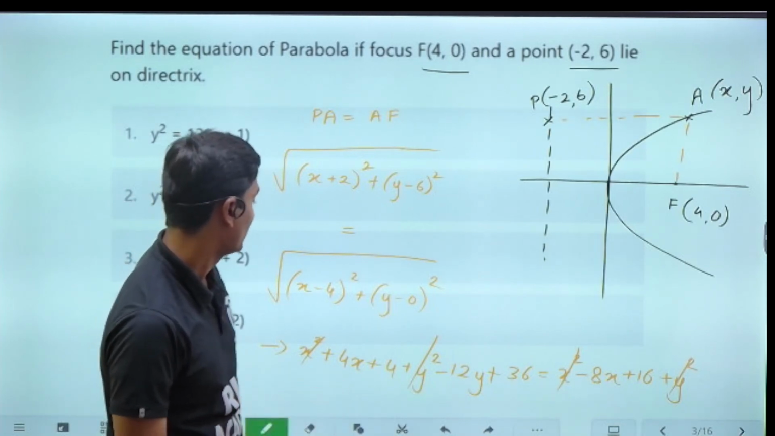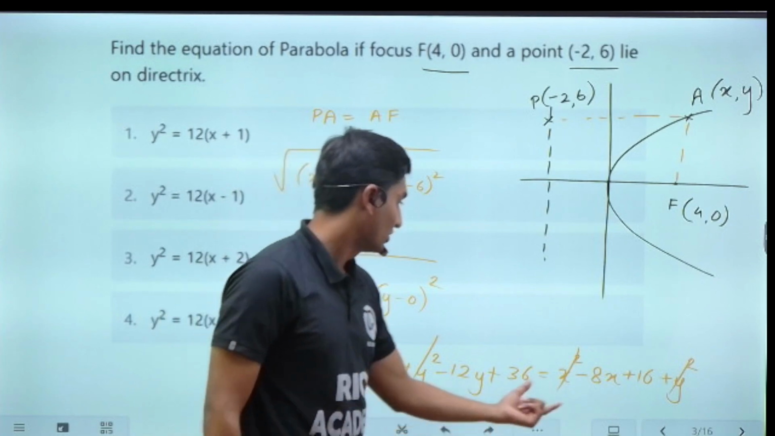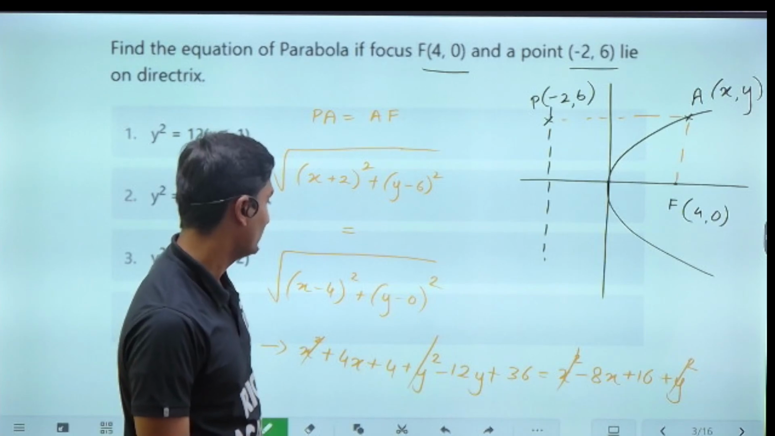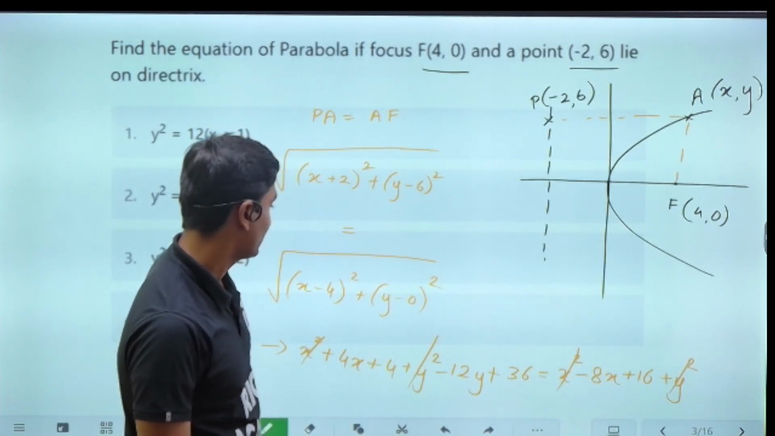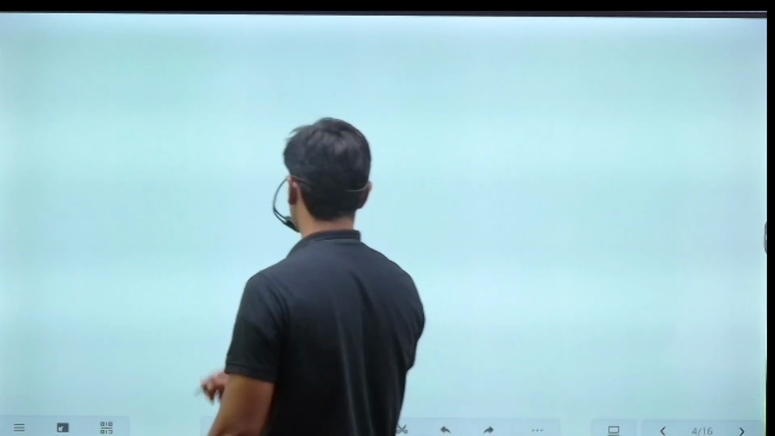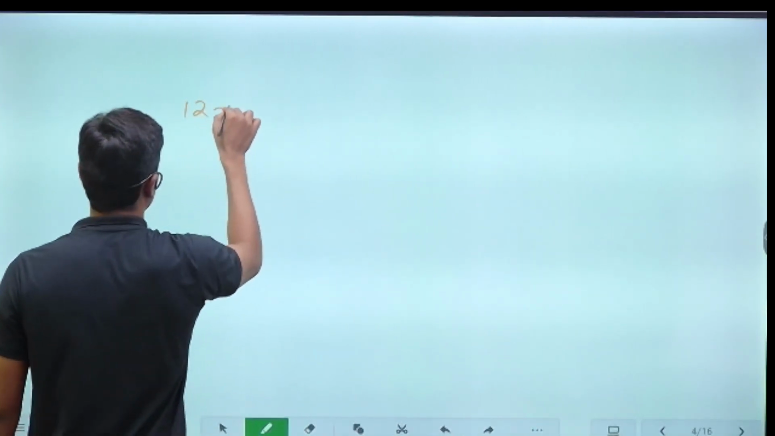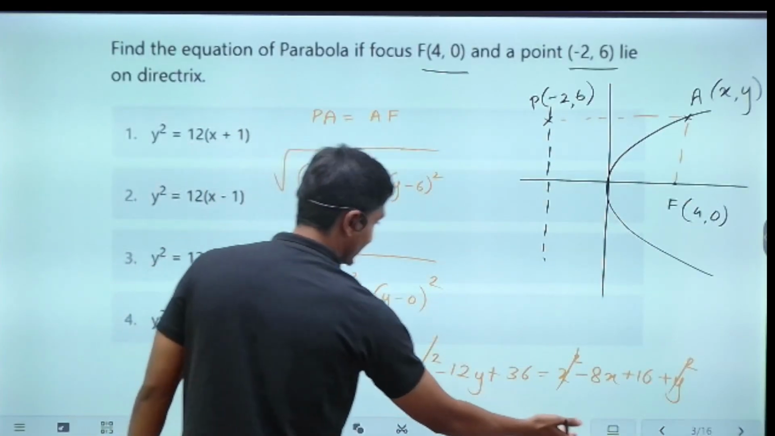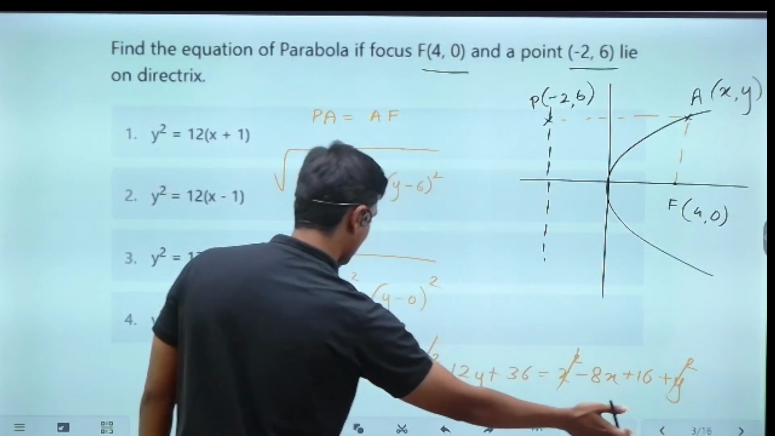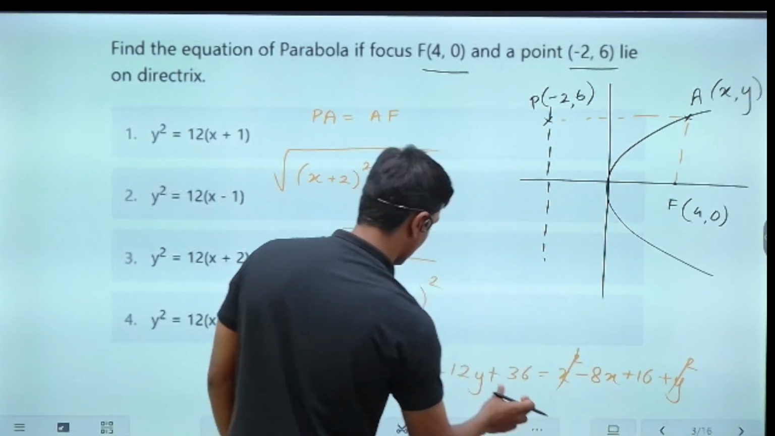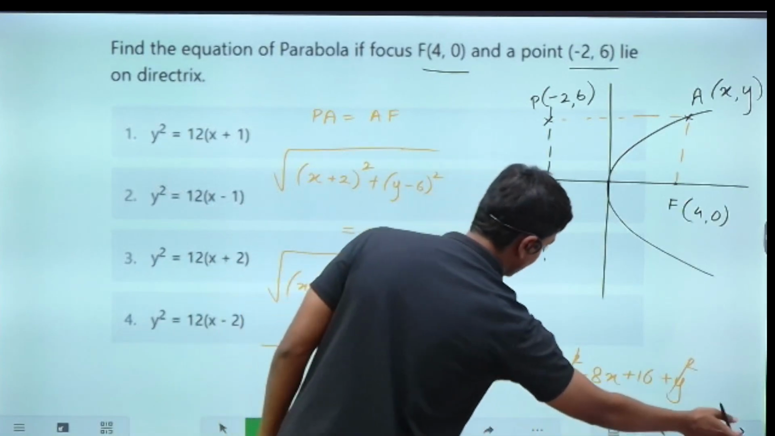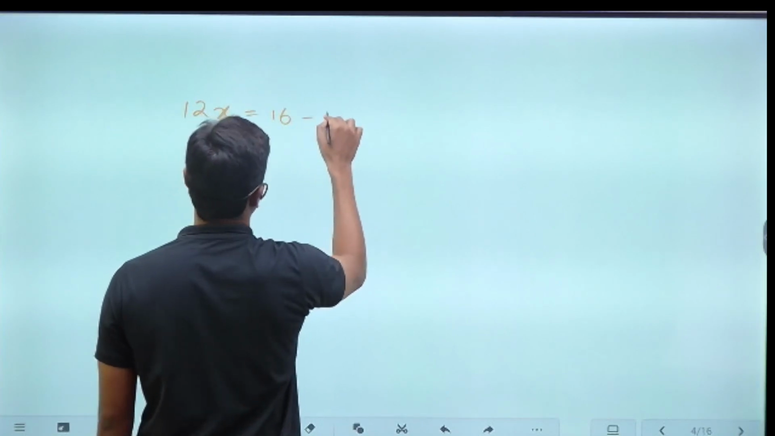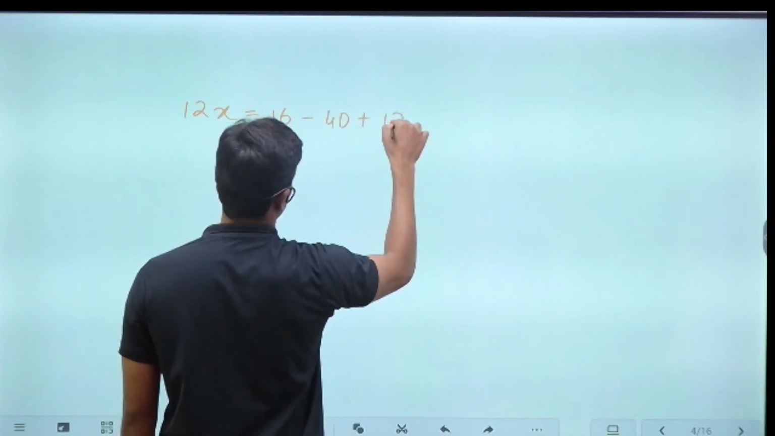4x, 8x. Okay, we'll simplify this one. 4x plus of 8x, that will be what? 12x. Okay, so 12x will be equal to 36 minus of 16. I'll just write it down here. Will be equal to, so 16 minus of 36 and 12y. Okay, 36 plus of 4 is 40, taking that 16 minus of 40 plus of 12y.